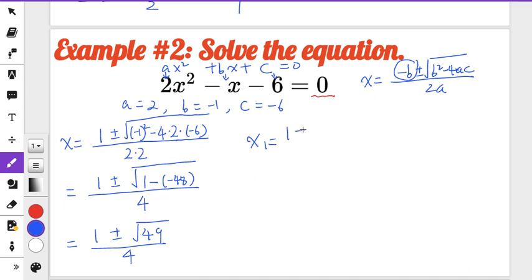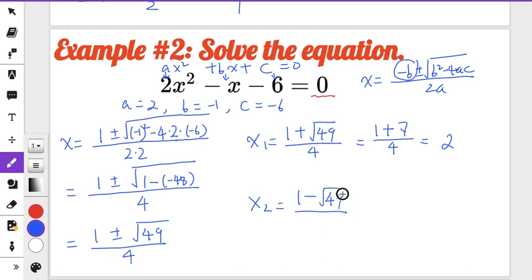X1 is 1 plus the square root of 49 divided by 4, which is 1 plus 7 divided by 4. What's the answer? It is 2, because 1 plus 7 is 8, and 8 divided by 4 is 2. Second, 1 minus. Do not forget, plus or minus basically means one is plus, the other one is minus. Over 4, so it is 1 minus 7 over 4, then it's -6 over 4. You can simplify this as -3 over 2. If some students prefer to change it to decimals or an improper fraction, that's also fine, but they're all equivalent.